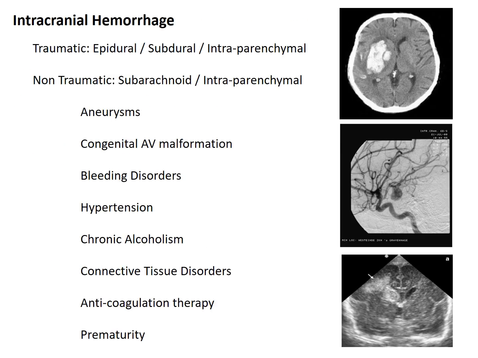Okay, intracranial hemorrhage, bleeding inside the skull. That bleeding can be due to either traumatic or non-traumatic causes. That bleeding can happen on top of the brain, such as being epidural or subdural, and that bleeding can occur within the parenchyma of the brain as well.